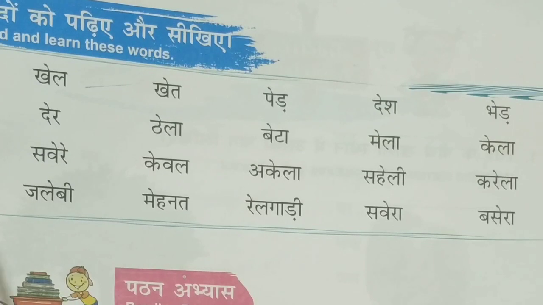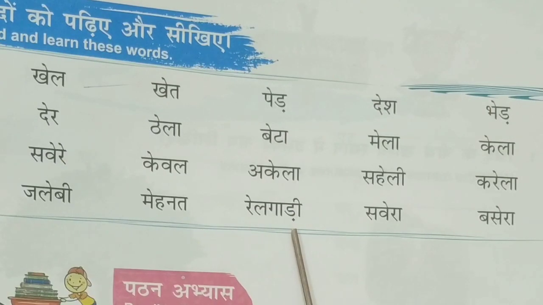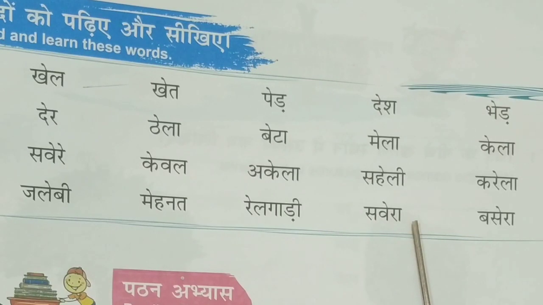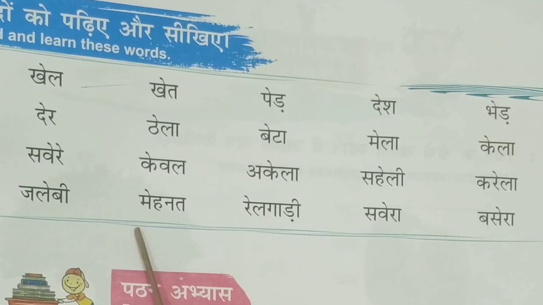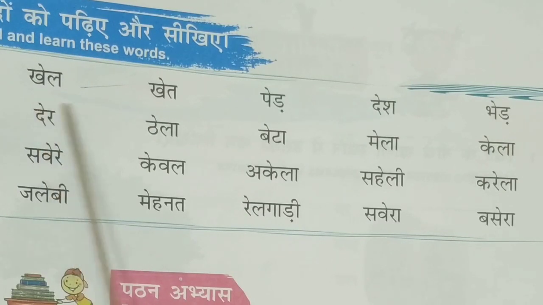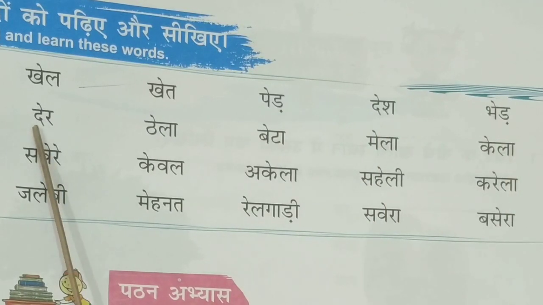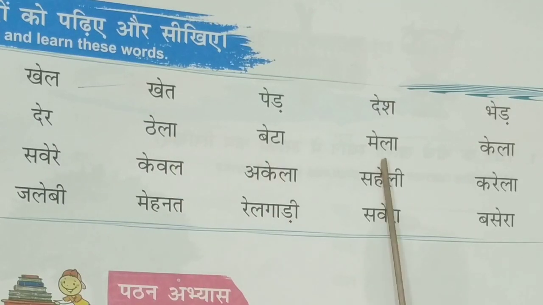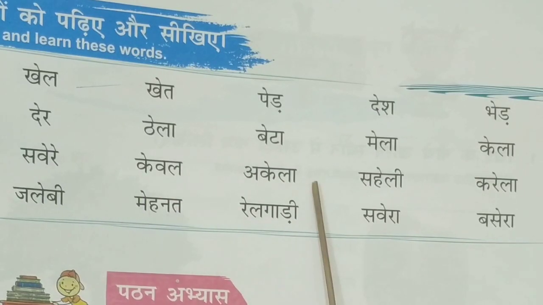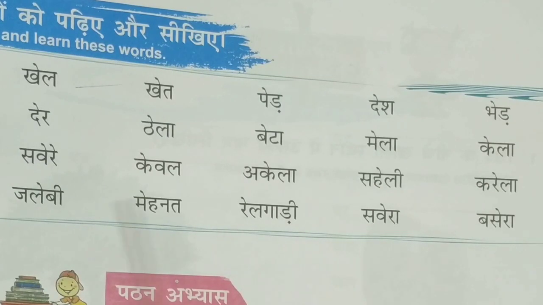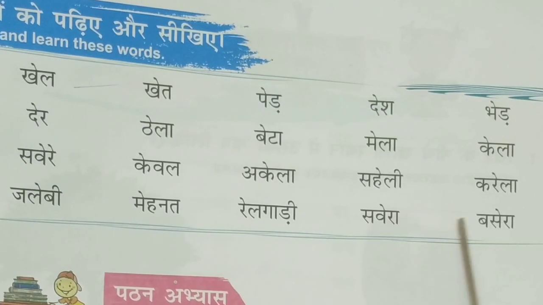Okay, now let us read. Jalebi. Mehnat. Rail gadi. Savera. Basera. Got it? Read once again. Khel, khet, ped, desh, bed. Thela, tela, beta, mela, kela. Savere, keval, akela, saheli, karela. Jalebi, mehnat, railgadi, savera, basera.